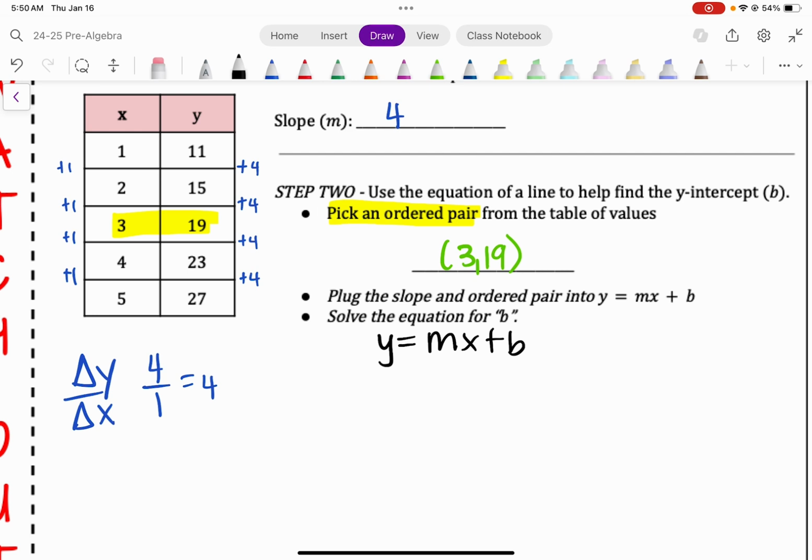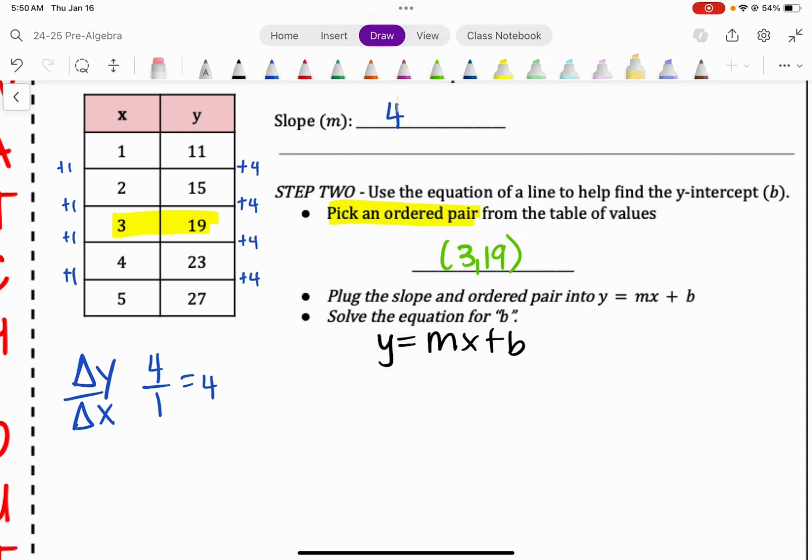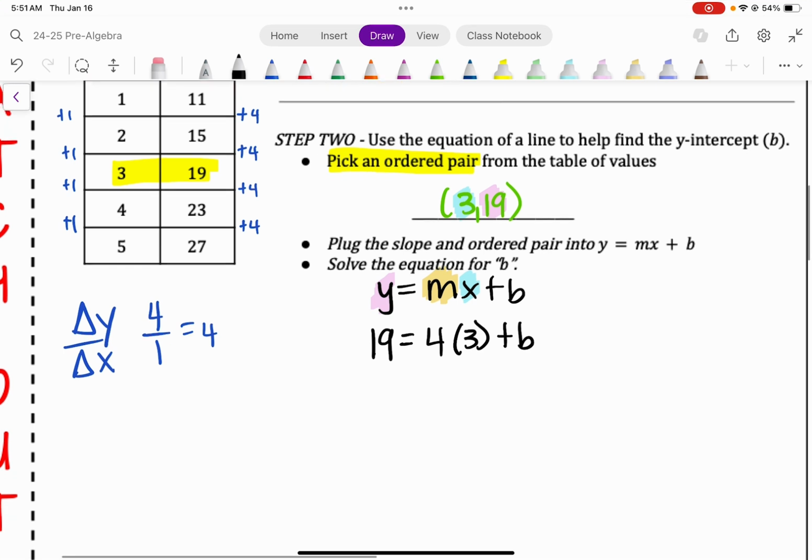Okay, so we've got 3 numbers here. Our slope, I'm going to use highlighting. Our slope is 4. That's going to go here. Our x value is 3. That's going to go here. And our y value is 19, so that's going to go here. So 19 substitutes in for y. Our slope is 4. Our x value is 3. And then I'm solving for b.